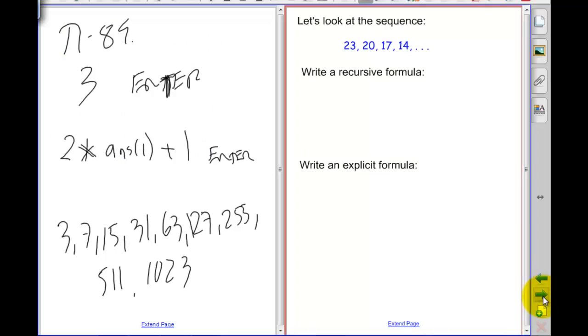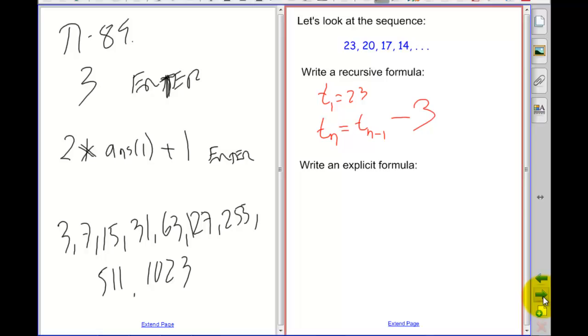Okay, let's look at this sequence. Write the recursive formula and also an explicit formula. So the recursive formula has to come in 2 parts. Right? What's t sub 1? And then t sub n will equal the previous term minus 3, okay? t sub n minus 1 minus 3.